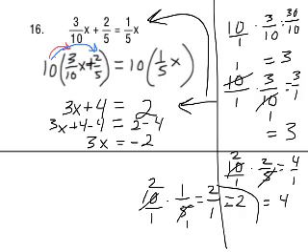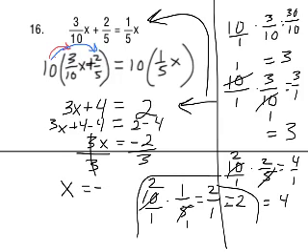Okay, so now to get x alone, we've got to divide by 3. Divide by 3. Let's cancel out. Then we end up with x equaling a negative 2/3.